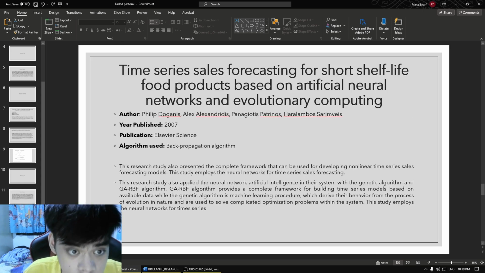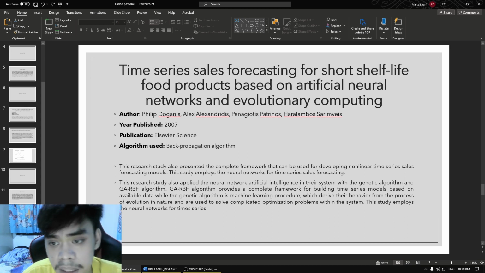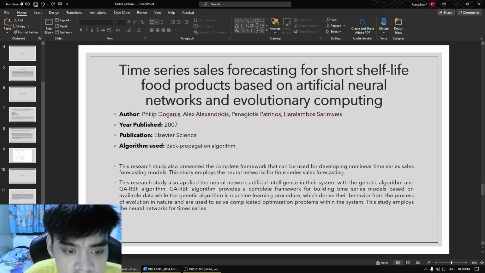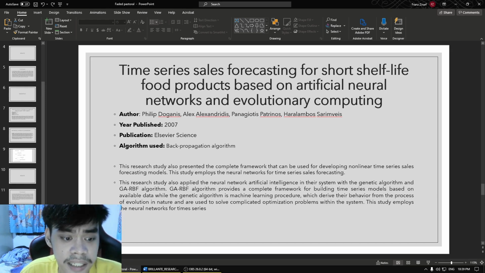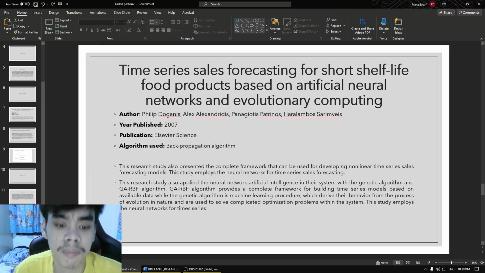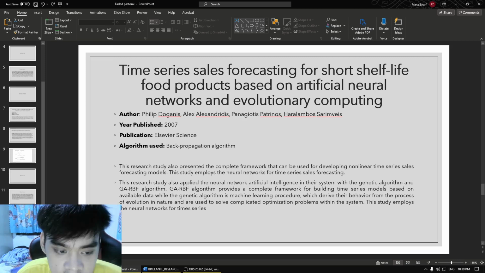So my title for research number 3 is the time series sales forecasting for short shelf life food products based on artificial neural networks and evolutionary algorithms. The authors are Philip Duganis, Alex Alexandronis, Panagiotis Patrino, Saram Lambos, Sarimves. The year published is 2007. The publication is Elsevier Science, and the algorithm used is the back propagation algorithm.